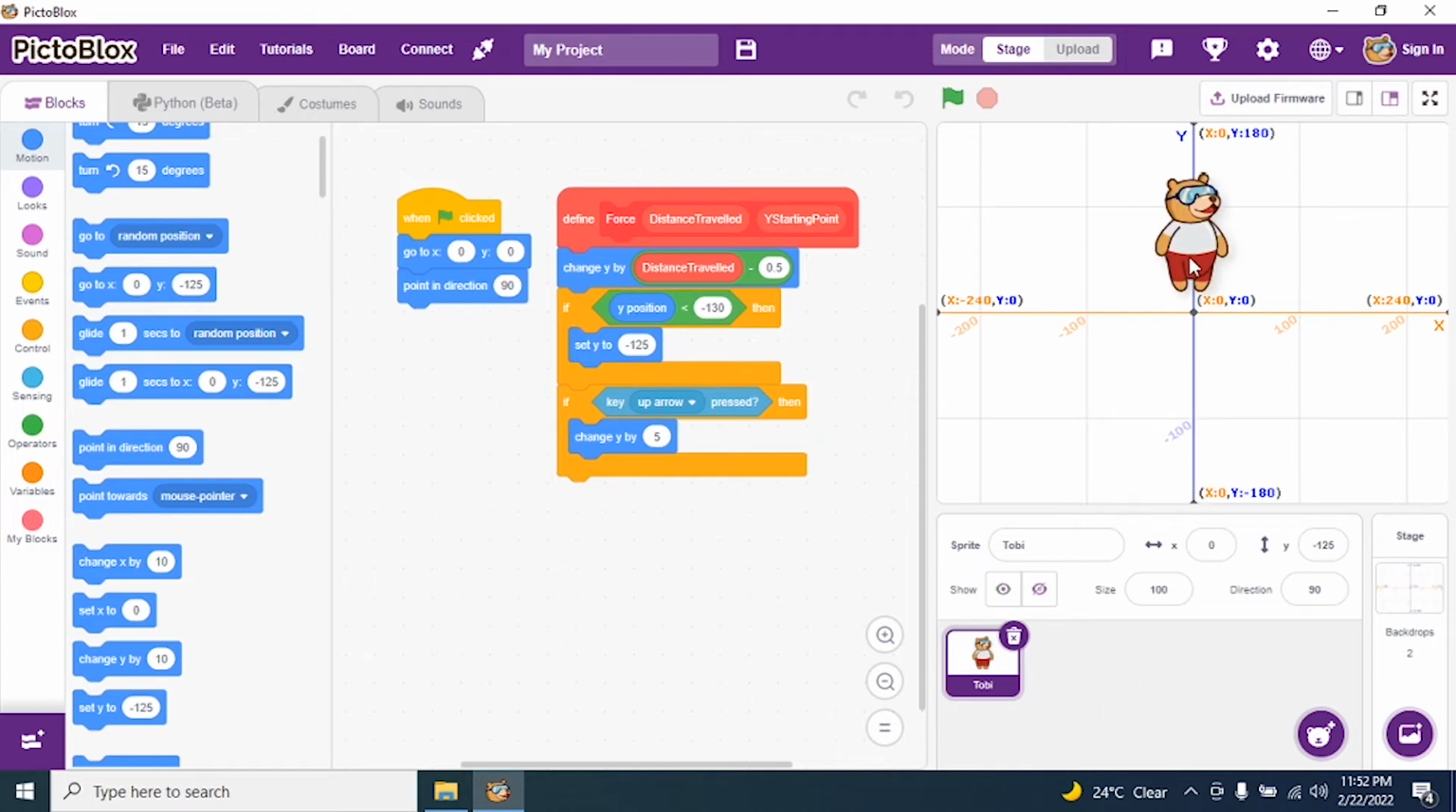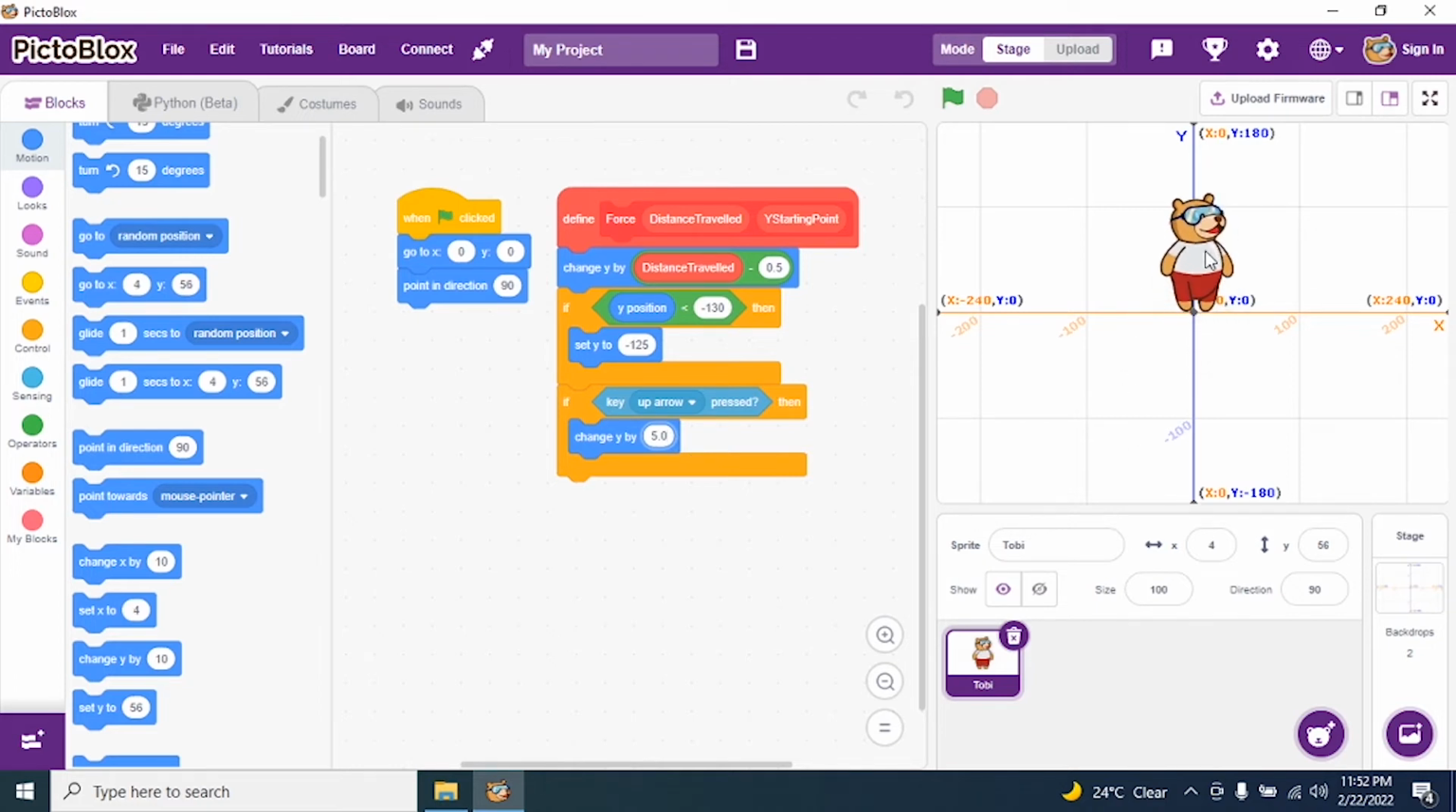Suppose my Toby is over here. He's coming down, and while he's coming down I press up arrow. It will move upwards. The moment I press up, it will start moving upwards. How many points? 5 points. I will say 5.0. It will move 5 points above.